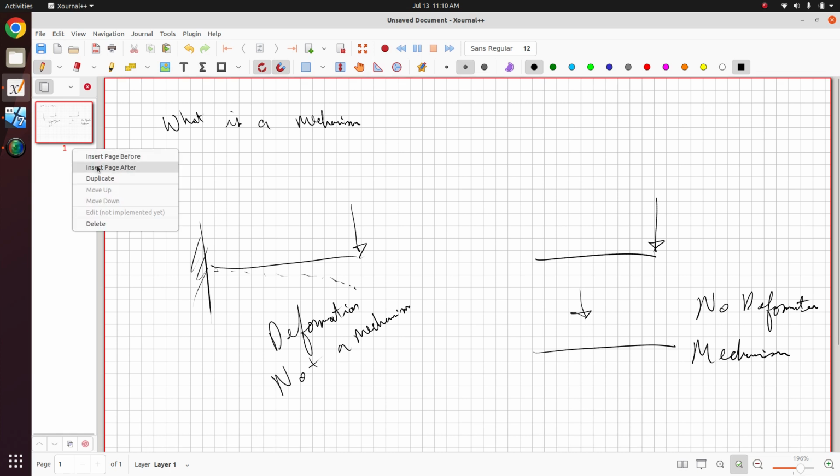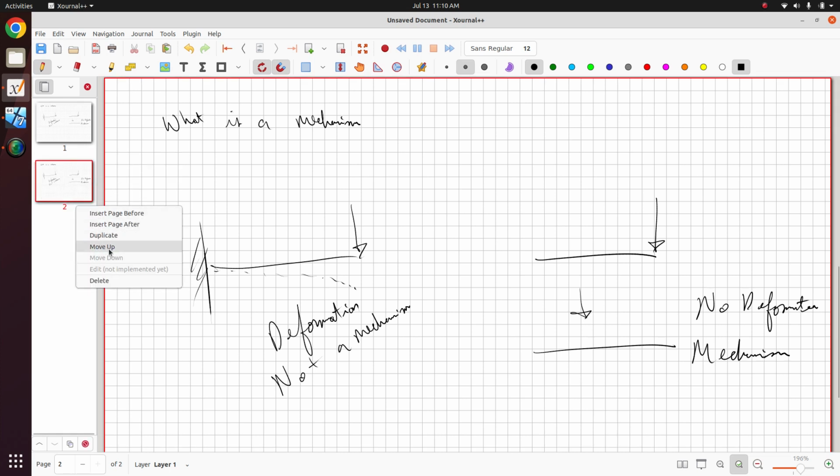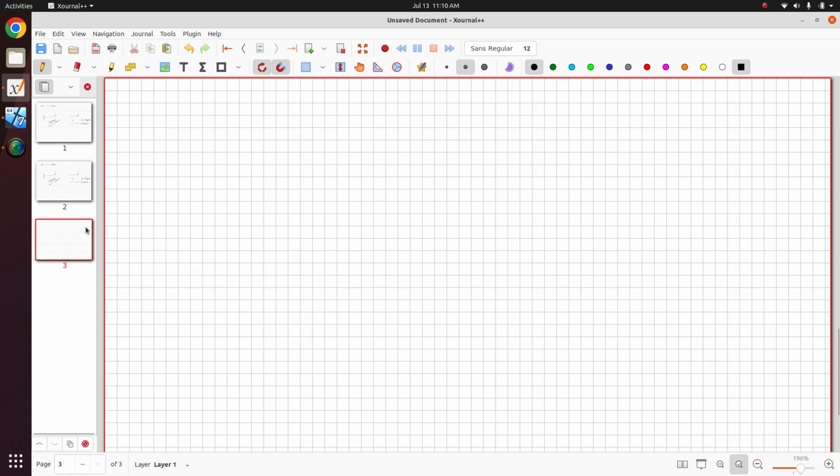Now, let me give you another example. Let me see if I can add another one here. So suppose we have another beam, something like this. We'll have rollers. And suppose we have a load here at the midpoint. We'll call this F. This is an unstable structure.